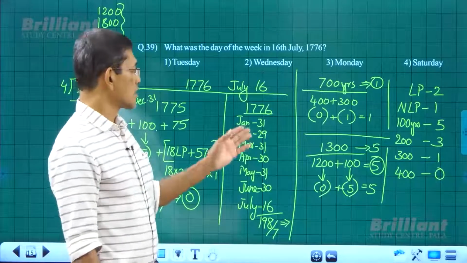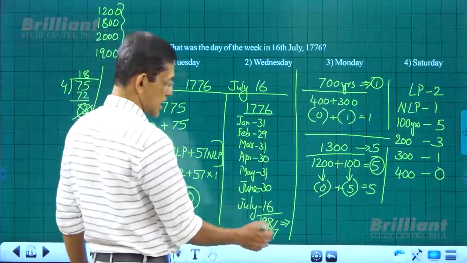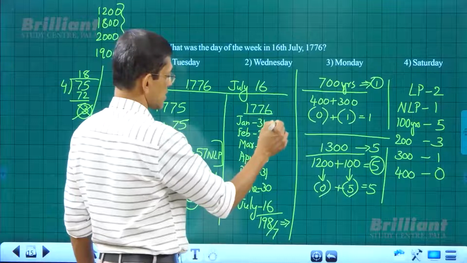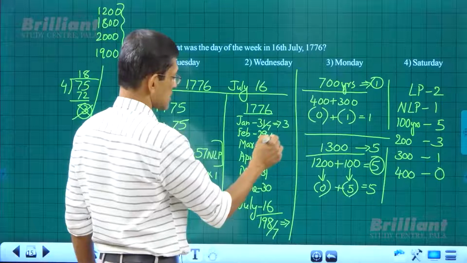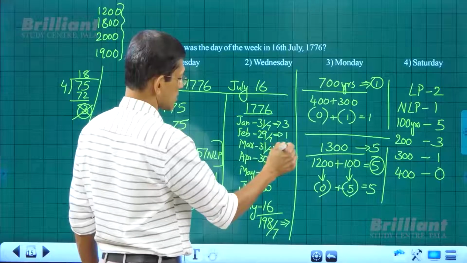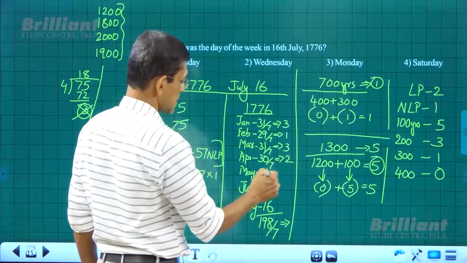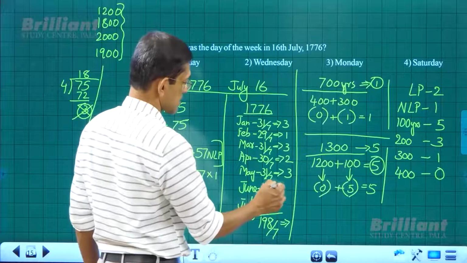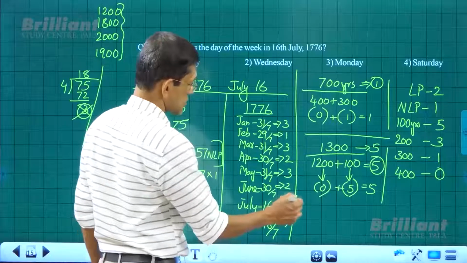You can do that in a slightly simpler way. In this case, rather than adding all these numbers, you can divide each with 7 and write the remainder here. So 31 by 7, we have 3. 29 by 7, what's the remainder? 1. And 31 by 7, you have again 3. And 30 by 7, what you have is 2. And 31 by 7, what you have is 3. And 30 by 7, the remainder is what? 2. And 16 by 7, the remainder is what? 2. So let's add it up.